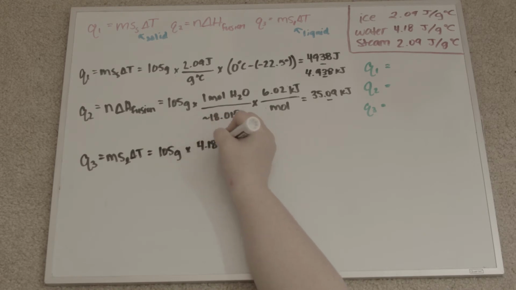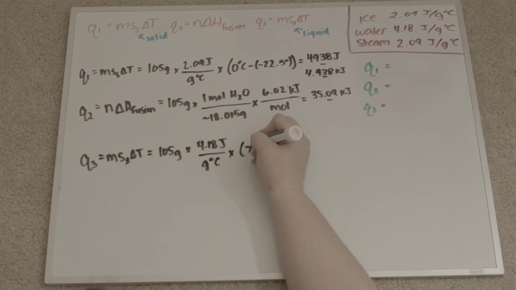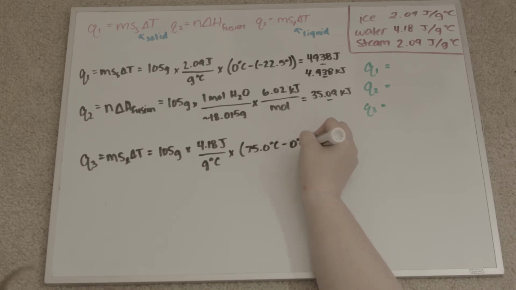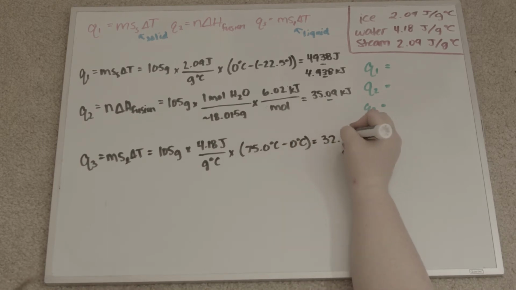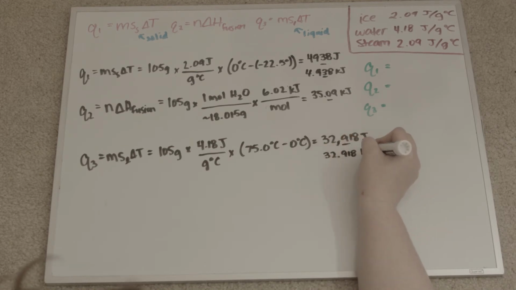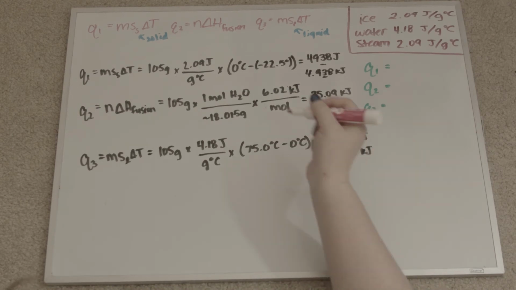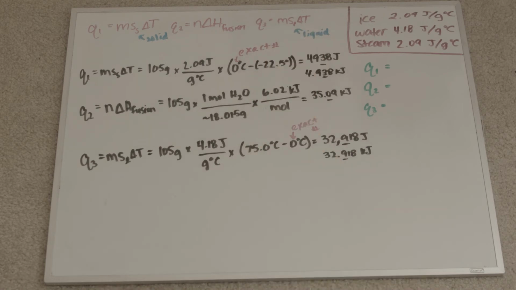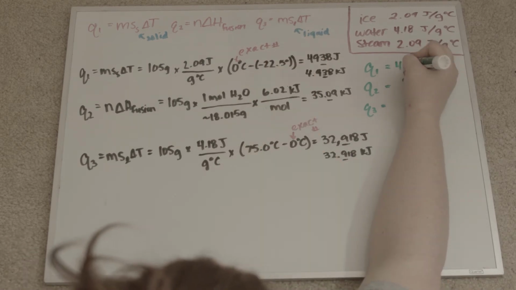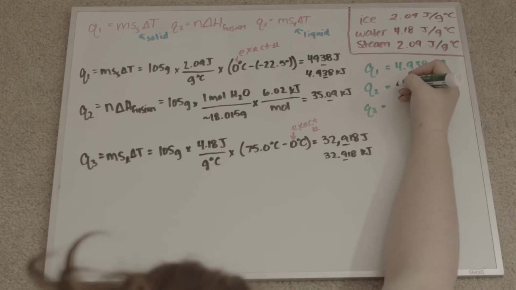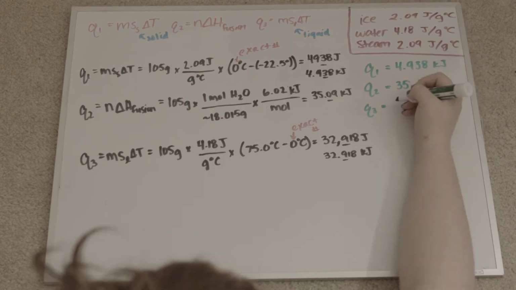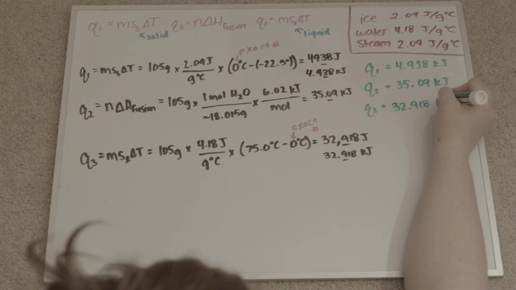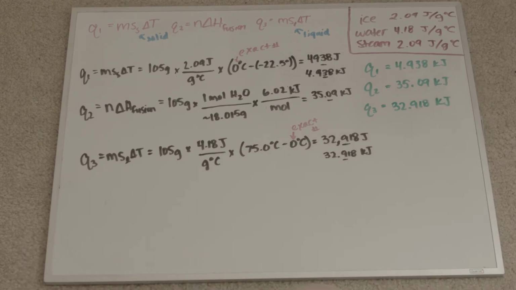So for Q3, you do m c_L times delta T, which is 105 grams times 4.18 joules over gram degrees Celsius times the change in temperature that occurs, and you get 32,918 joules, which converts to 32.918 kilojoules. The 0 degrees Celsius, we're not going to use that for sig figs because it's an exact number. So we're going to write down what we got on the side, so that we have that and we can erase whatever we need.